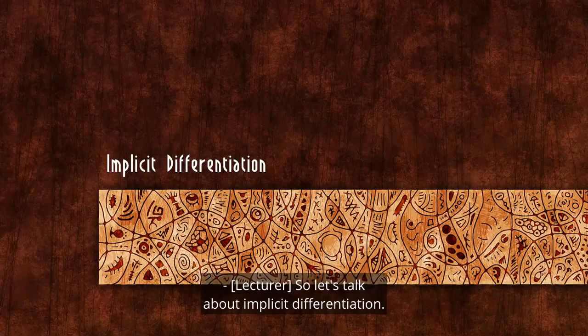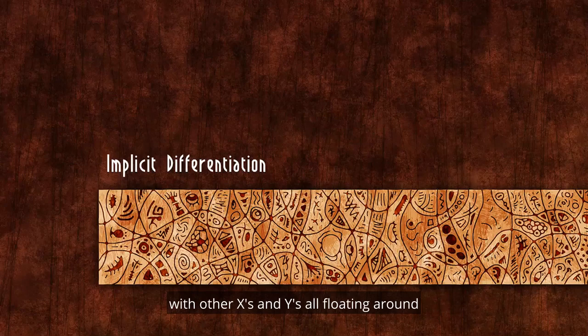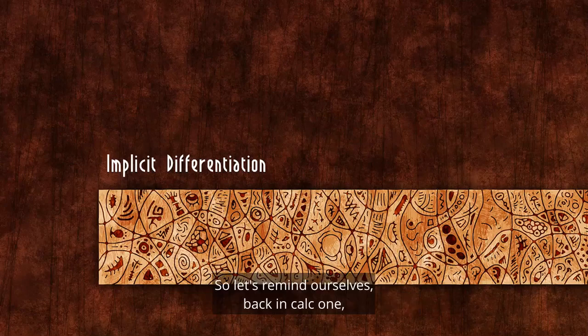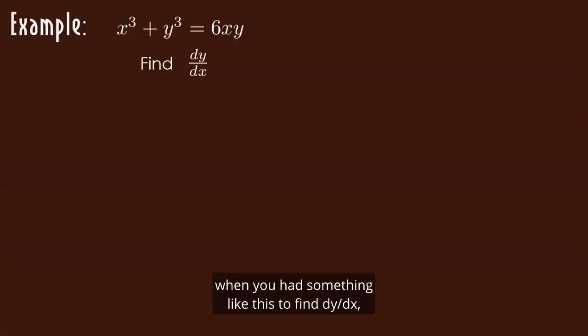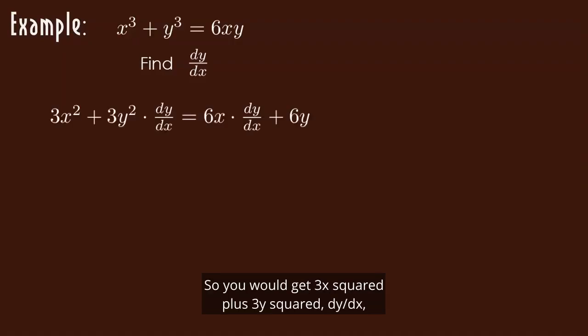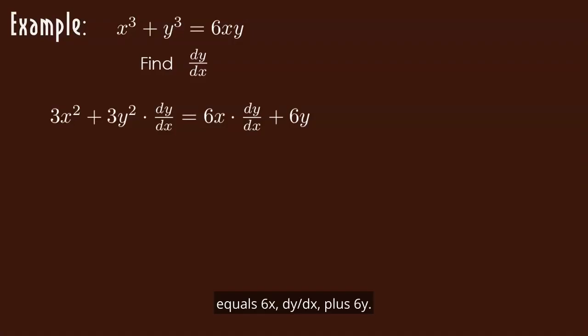So let's talk about implicit differentiation. A function is defined implicitly when it is inside an equation with other x's and y's all floating around, or x's, y's, and z's. So let's remind ourselves, back in Calc 1, when you had something like this, to find dy/dx, you would take the derivative with respect to x. So you would get 3x squared plus 3y squared dy/dx equals 6x dy/dx plus 6y.